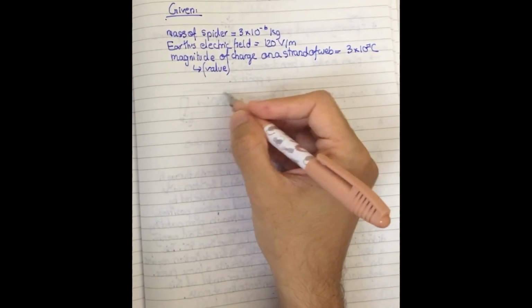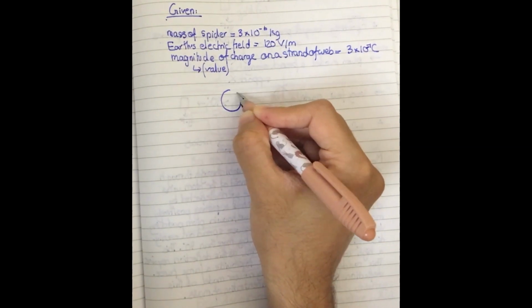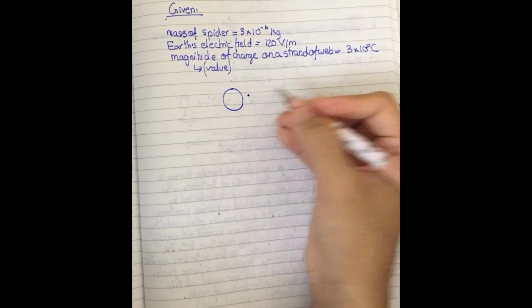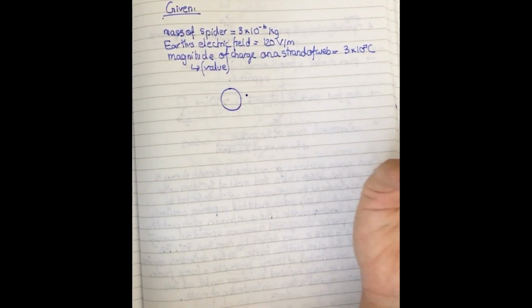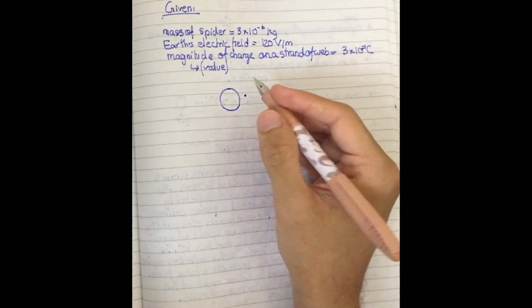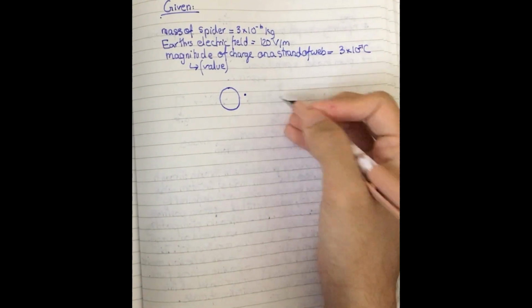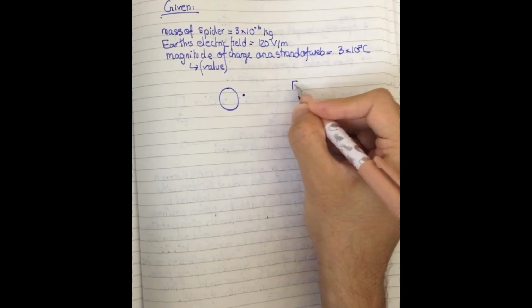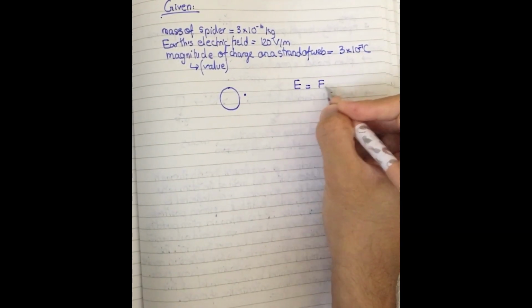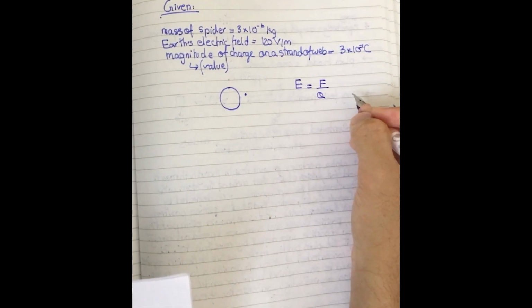Earth is acting like a sphere, and we have the spider, which is very small, acting like a negative test charge, right? So basically we're going to use the formula of the test charge, which is E is equal to F by Q, right?